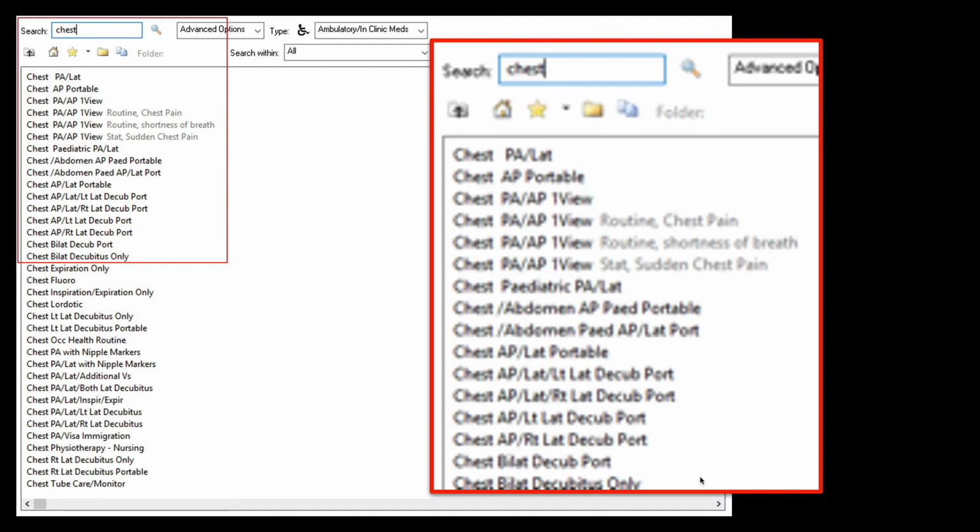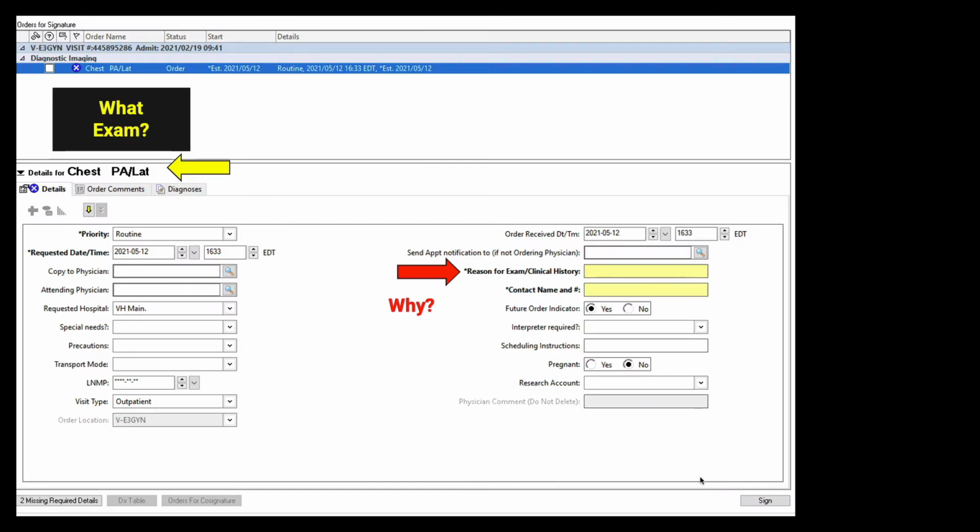Once you select the examination you wish to order, you'll be presented with a form that looks like this. Again, just as with the paper forms, there is always a section on what exam you're ordering, in this case an X-ray of the chest in posterior anterior PA view and lateral view from the side. And just like the paper forms, there is a text box to fill out labeled reasoning for examination or clinical history, which summarizes essentially the clinical situation and the primary question or problem you wish to solve with this exam.